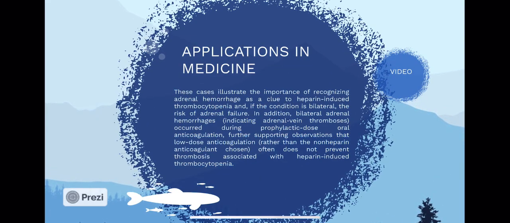Applications in medicine. These cases illustrate the importance of recognizing adrenal hemorrhage as a clue to heparin-induced thrombocytopenia, and if the condition is bilateral, the risk of adrenal failure. In addition, bilateral adrenal hemorrhage, indicating adrenal vein thrombosis, can occur during prophylactic dose anticoagulation, further supporting the observation that low dose anticoagulation, rather than a non-heparin anticoagulant, often does not prevent thrombosis associated with heparin-induced thrombocytopenia.